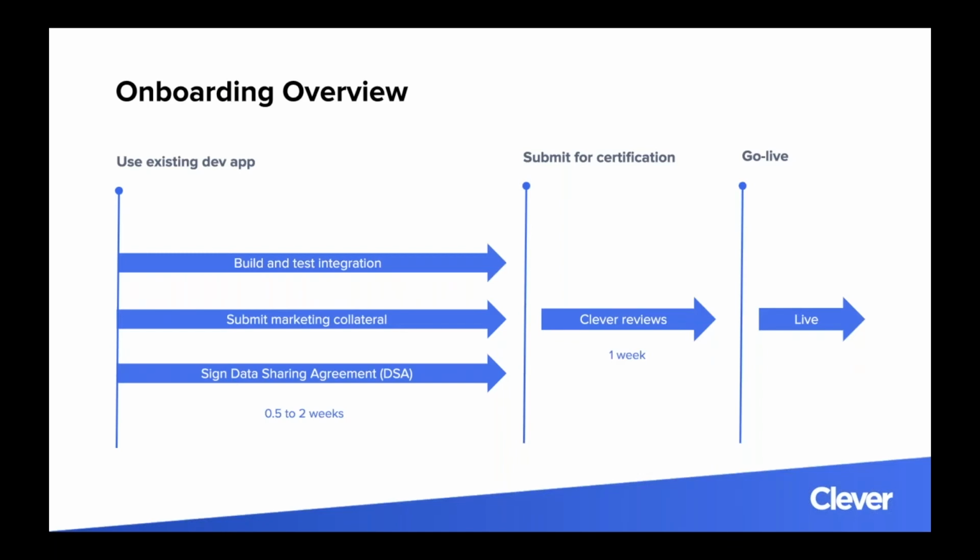Great, thank you, Ryan. Here's a quick overview on the process of getting set up on Clever Library. If you haven't already, you can navigate to apps.clever.com/signup to create a dev account. From there, you can build and test your integration, submit marketing collateral, and then sign the DSA. Most of our app partners take around 1 to 2 weeks to complete these steps. Once these steps are completed, you can submit for certification, which includes filling out a short survey about your integration that our team will review.